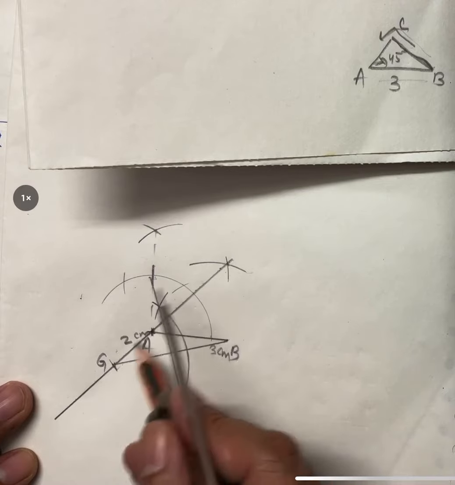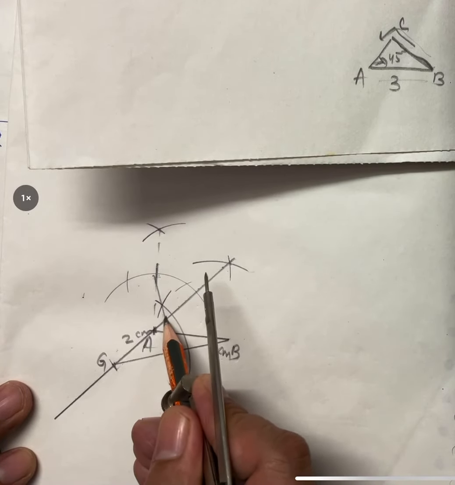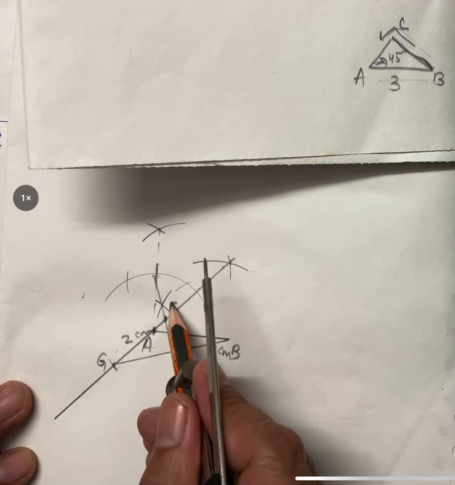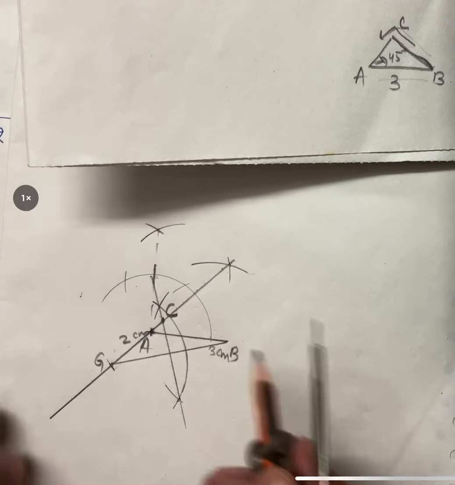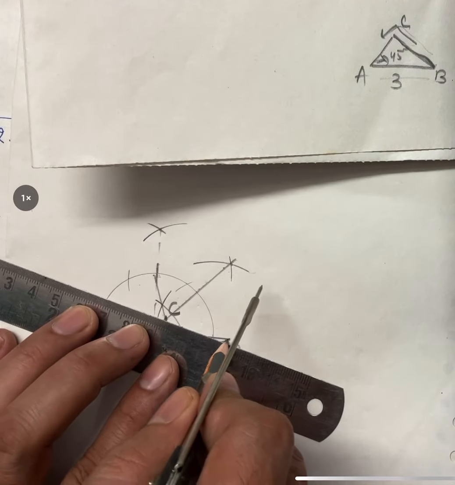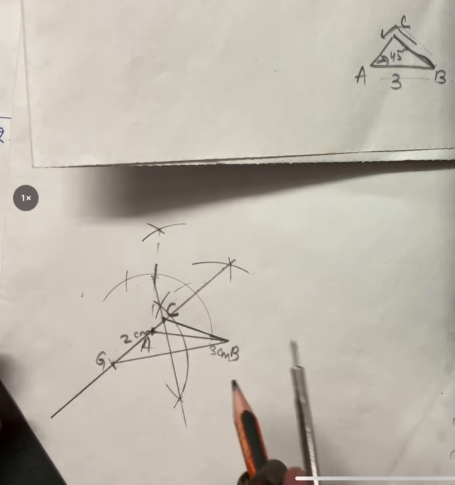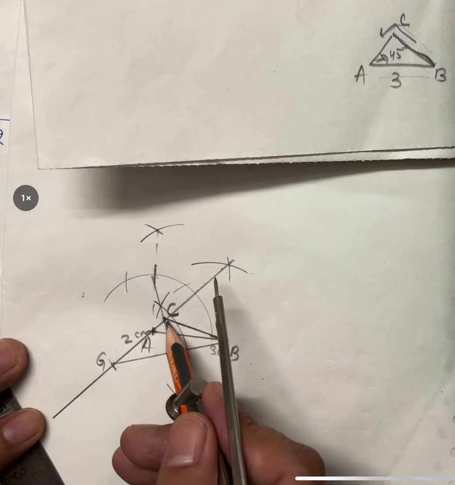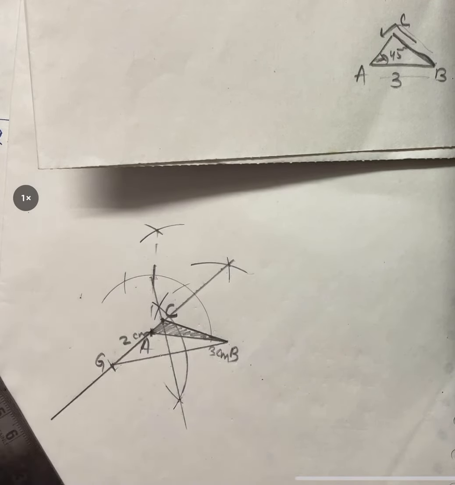Wherever it cuts the initial line, that 45 degree line, this particular spot will be C. Why C? We had triangle ABC in the beginning. Join BC. So ABC is the triangle, this zone. Very simple, very thin triangle. This is the required triangle.